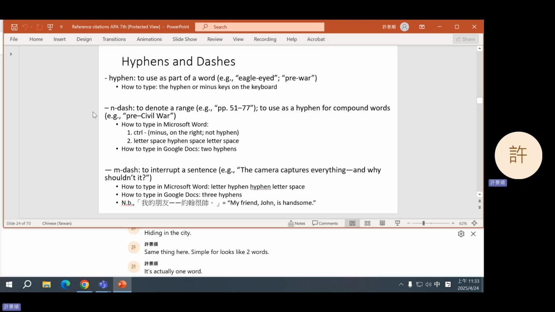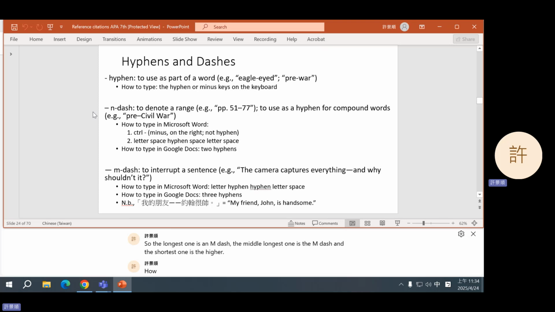Now, it's called an n dash, and this longer one is called an m dash, because an n is narrower than an m. An m is bigger than an n. So the longest one is an m dash, the middle one is the n dash, and the shortest one is the hyphen.